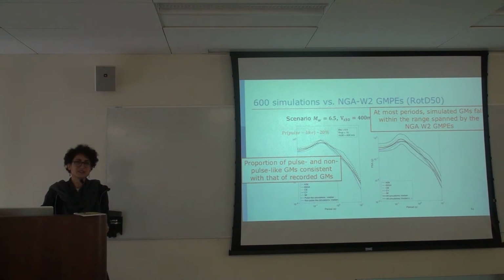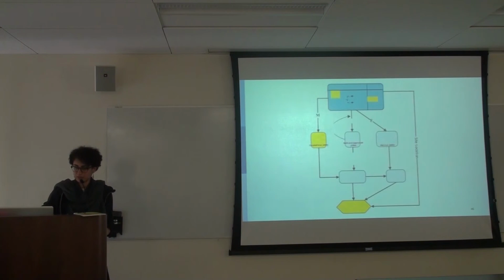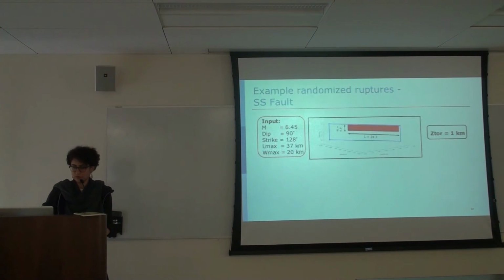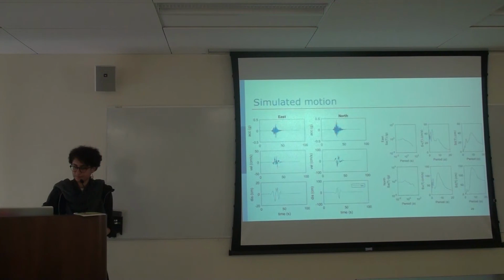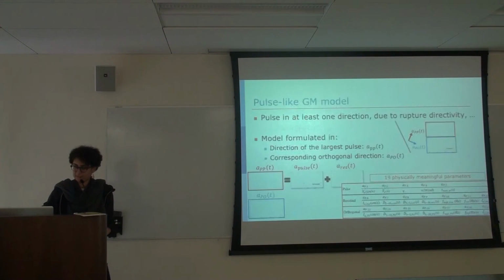And one last question. Are you looking at directionality at all? Because I've seen you're doing everything in the fault normal, fault parallel. So no, we're not doing it in the fault normal, fault parallel. Let me go back to the ground motion model. I quickly skipped through this. For the pulse-like model, we formulated in the direction of the largest pulse and the corresponding orthogonal direction. And as part of my PhD, I looked at a model to predict the direction of the largest pulse relative to the strike of the fault.